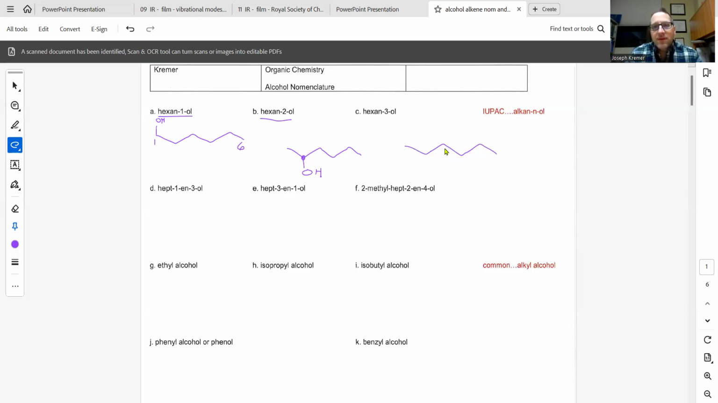And hexan-3-ol is instructive to draw because we can draw an OH here. Please note that alcohols can be drawn with the OH condensed or OH not condensed. In other words, I can have a hyphen bond between the O and the H. So that's the same thing. So we have to put up with that.